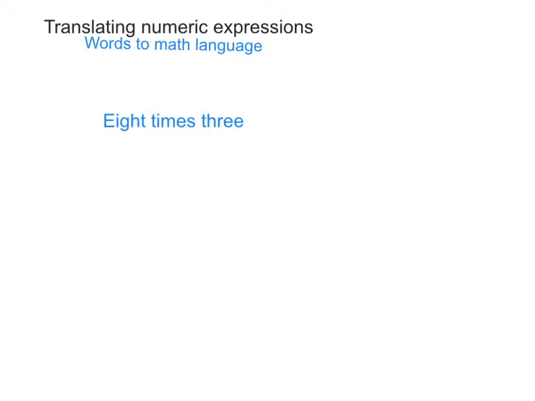Let's look at 8 times 3. Now, in English, we always start on the left and work our way to the right. So if I'm reading this, I would read it as 8 times 3. When I translate it into math, I do the same thing from left to right. So 8 is simply the number 8. Times is the operation, and 3 is another number. So 8 times 3 is the same in math as 8 with the times sign and the number 3.